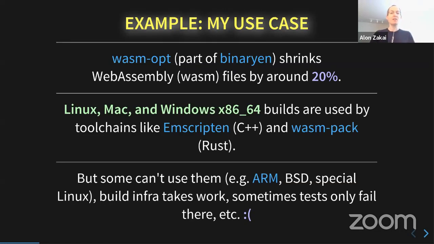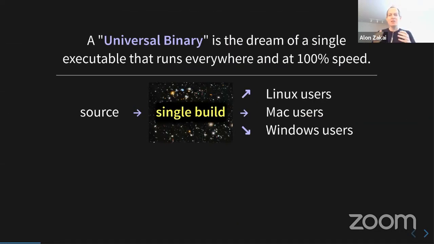And so it's natural to have a dream of a universal binary, a single executable that runs everywhere and at 100% speed. This is just a simpler picture than before: we take the source code, compile it once to a single build, and then we ship that single build to all the users, and somehow it works on all of them. So this is a dream, as I said. We can't get perfectly to this because there will be some trade-offs at least, but hopefully we can get pretty close.